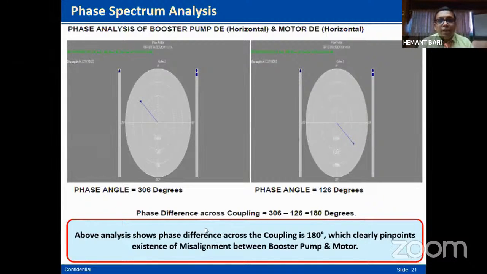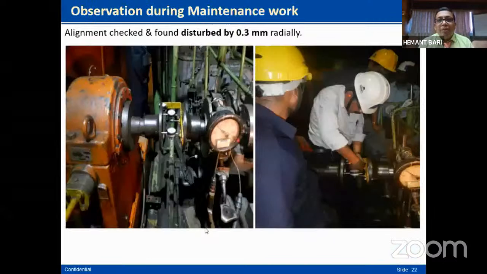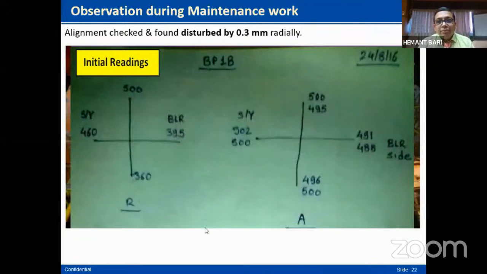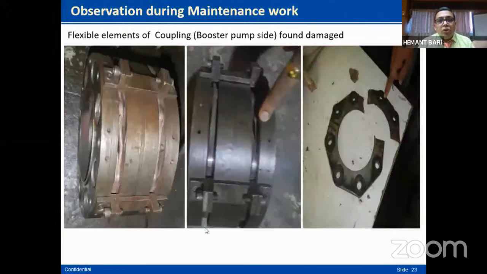Once it was confirmed, immediately that pump was stopped, the standby was taken in service, and we checked the alignment. We found 0.3 mm radial disturbance. We found out the root cause.